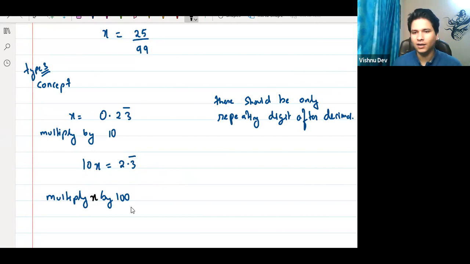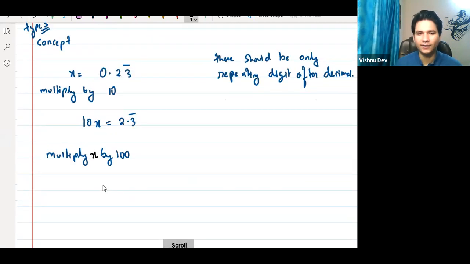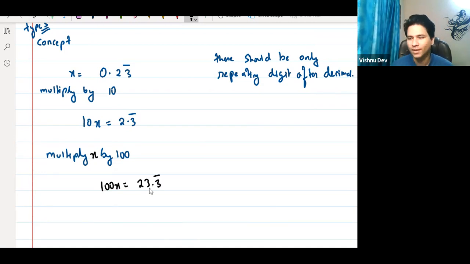Right? Now let us multiply x by 100. What will I get? Tell me. If I multiply this by 100, what will I get? 100x is equal to, very good, Aditya, 23.3 bar. Will I get this? Very good, Sinchana. It will not be just 23, no? It will be 23.3333 bar, right?